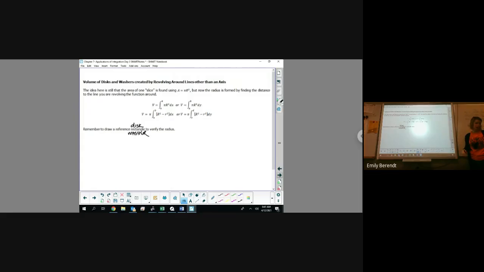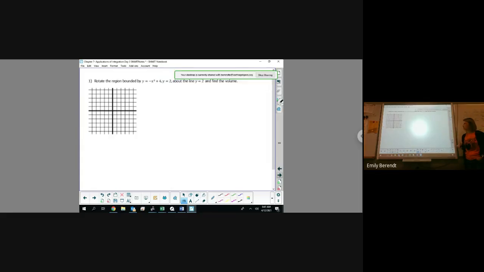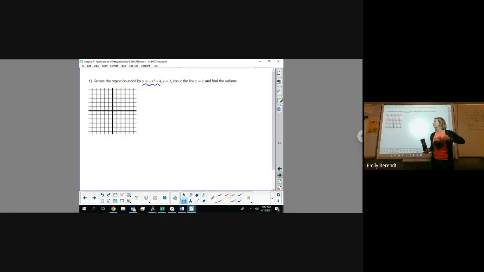I'm just going to follow the same colors, blue first, green second. So we're doing y equals negative x squared plus 4. So we've got a quadratic with 2 transformations. The negative is going to do what? So how's it going to open? Down, and then the plus 4 has shifted it up 4. And then we have our horizontal line y equals 2. Instead of rotating it around the axis, we're going about the line y equals 2.